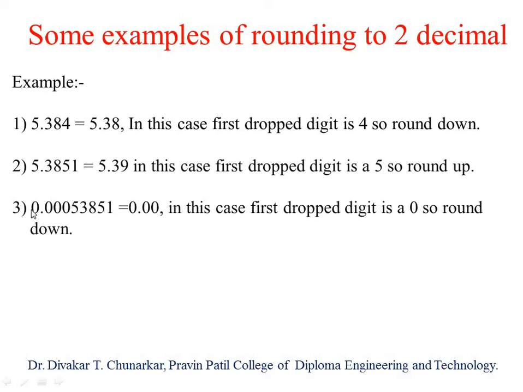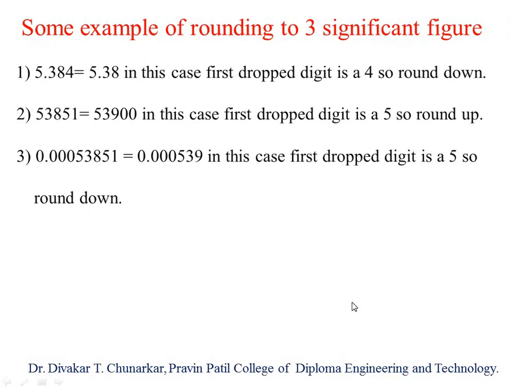Then, the third example I will take here, 0.0005381 equals 0.00. In this case, the first dropped digit is 0, so this is a round down number. These examples are very interesting, and generally such a question arises in your online examination for 1 mark. This is a very simple example for you.